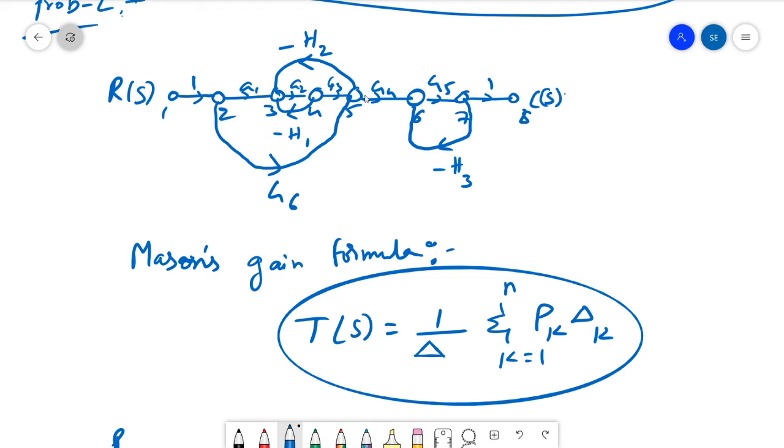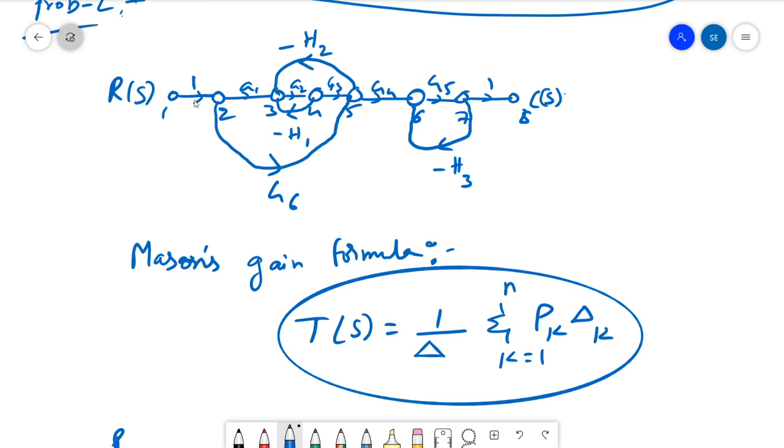Are there any non-touching loops here which are not touching the forward path? No, in this first forward path there are none. But observe the second forward path, 1, 2, 5, 6, 7, 8. This is the other forward path. But if you see the loop 3 to 4, there is a loop inside the forward path.